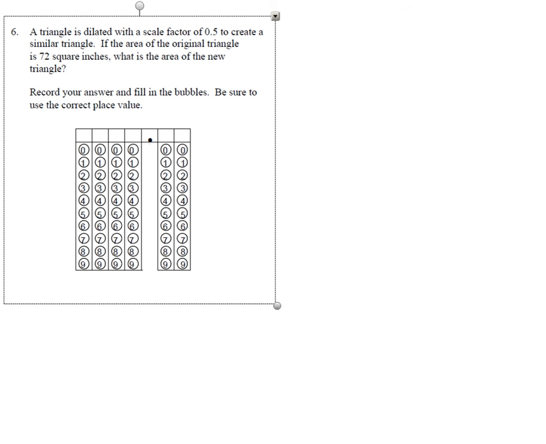Dilated with a scale factor of 0.5. The area of the original is 72. So here's our triangle with an area of 72. We have a new triangle with a scale factor of 1/2 or 0.5. So it's going to get bigger or smaller? Smaller. We want to know what that area is.